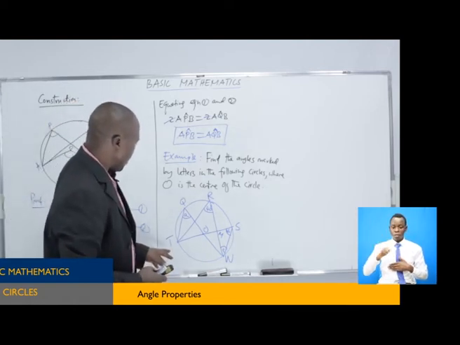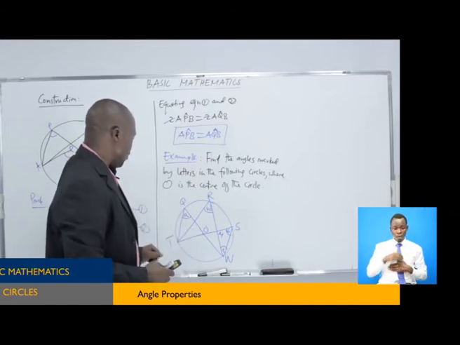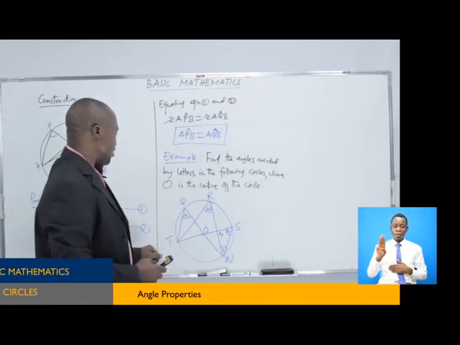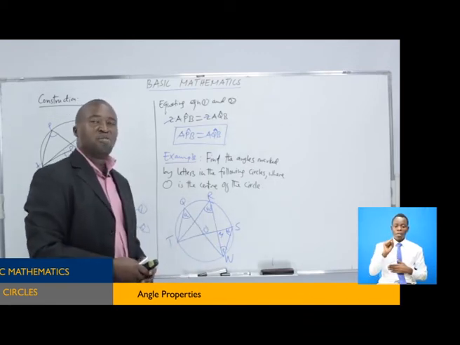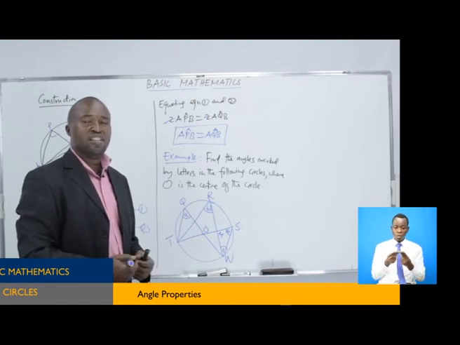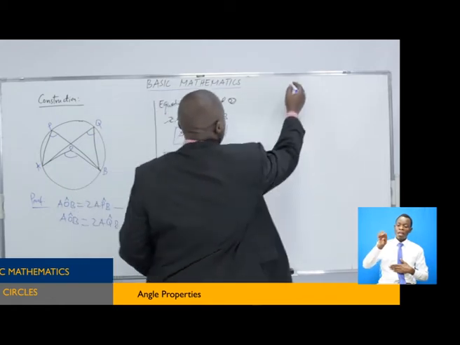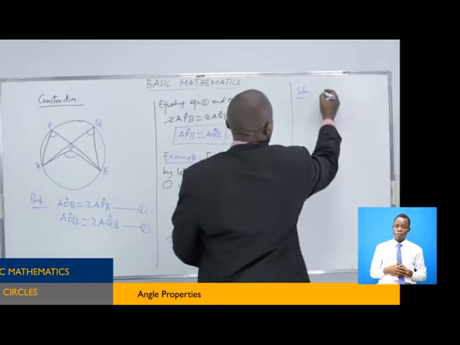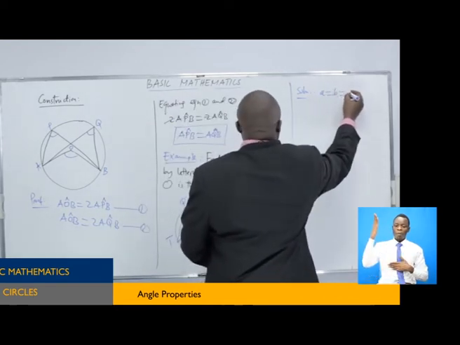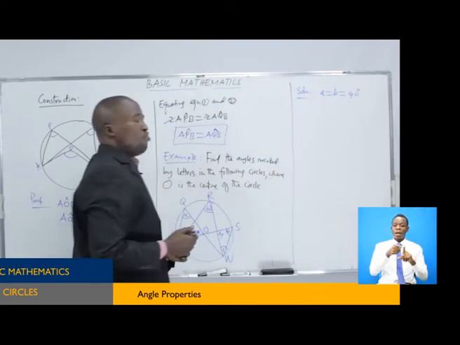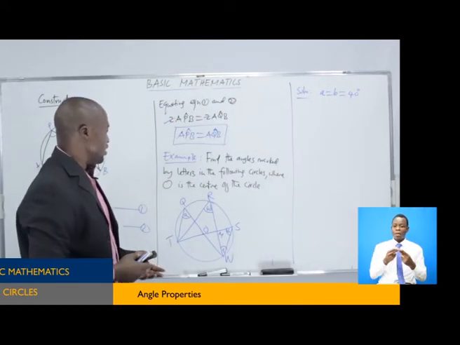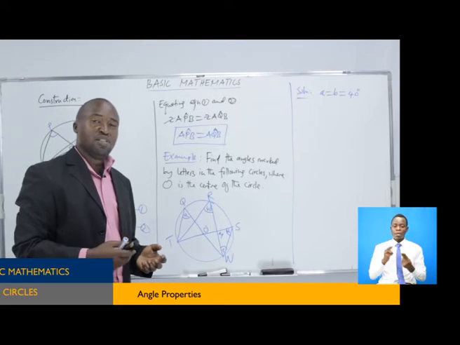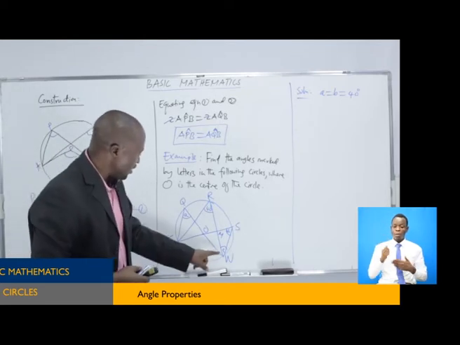Now remember, angle TQO is the same as angle TRW, and again the same as angle TSW. Why? Because they are in the same segment of the circle. So in this case, students, we say that angle A is equal to B is equal to 40 degrees. Why? Because these angles are in the same segment. Therefore, A is equal to B is equal to 40 degrees because they are in the same segment of the circle. Now we proceed with C.